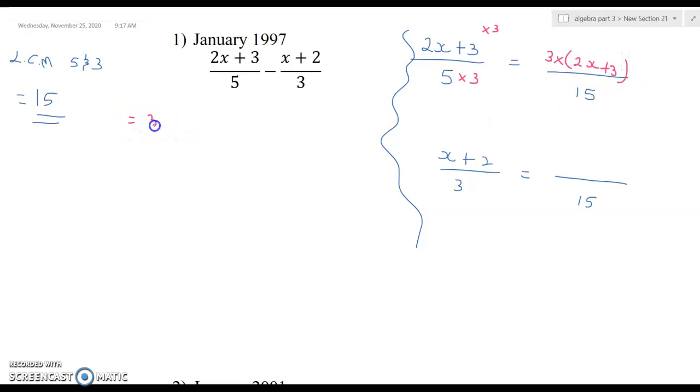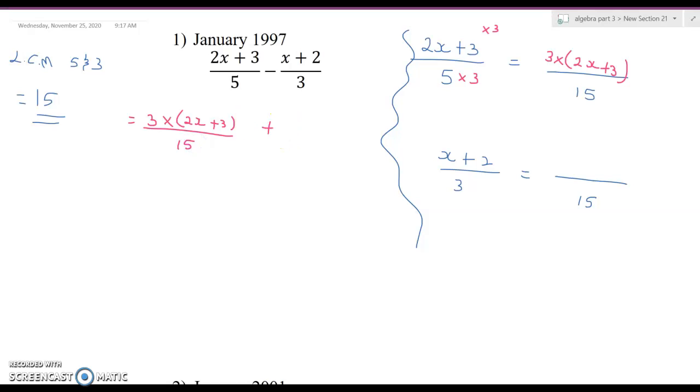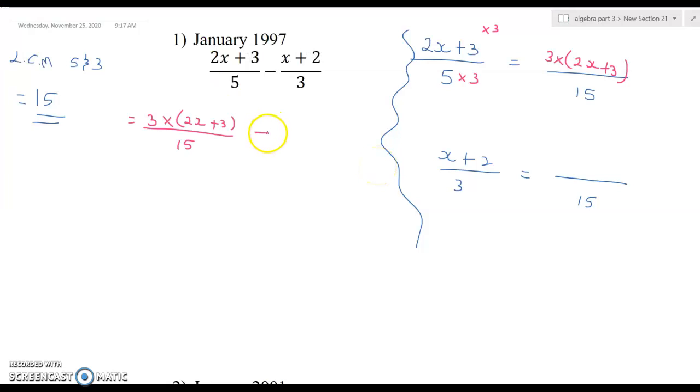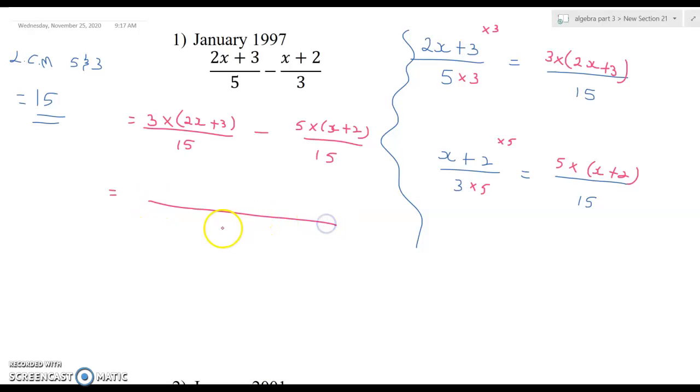So let's put that underneath. So 3 times 2x plus 3 all over 15, then, not plus, we're actually subtracting in this question, right? So it's subtract or take away. And let's work out this new fraction here. 3 times 5 will give me the 15, so I'm going to say x plus 2 times 5, right? So 5 times that x plus 2. Good. So we have 5 times x plus 2 all over 15. Good so far, right? Now remember, this is all over 15.